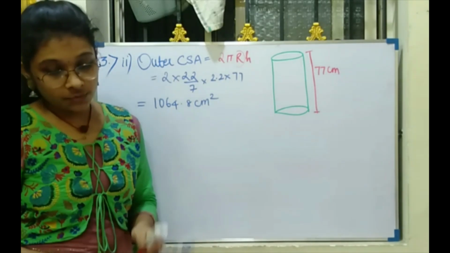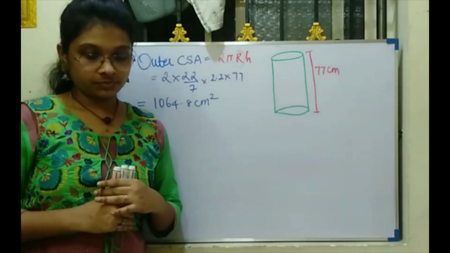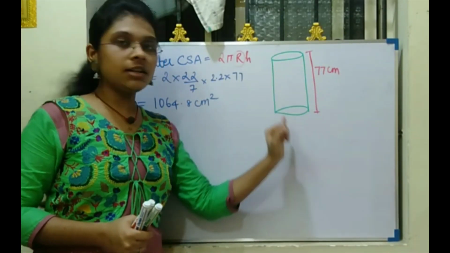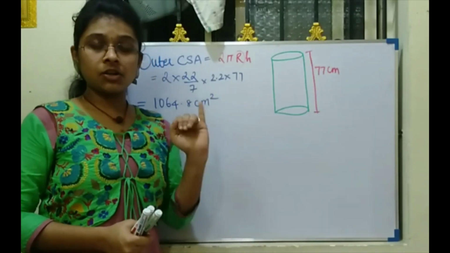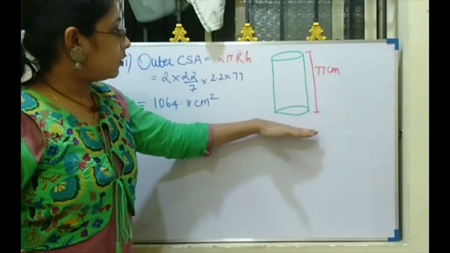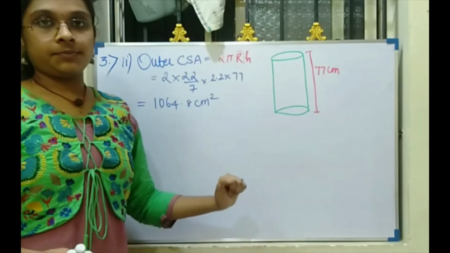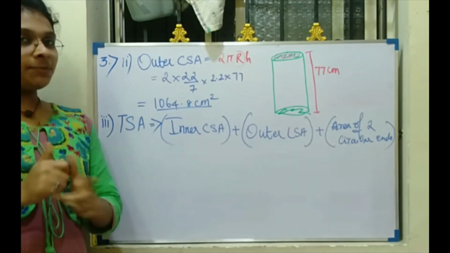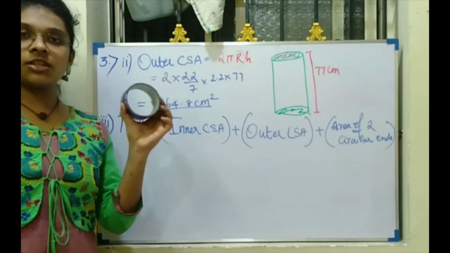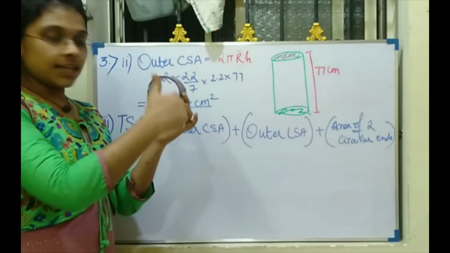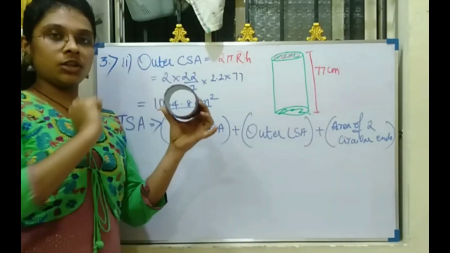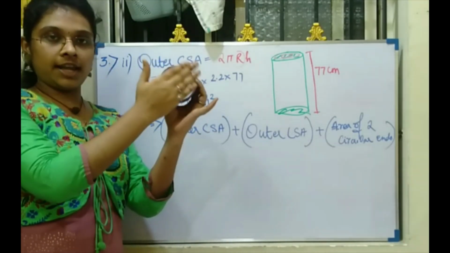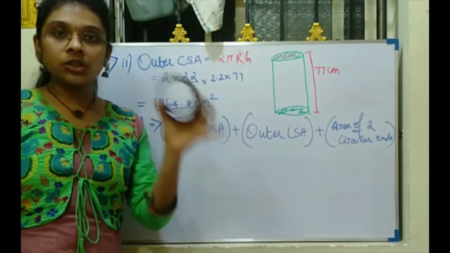The third subdivision is we have to find the total surface area. For finding total surface area, we have to add both the inner curved surface area as well as the outer curved surface area and the two circular ends. How to find total surface area? Let me show you an example. Imagine this is a pipe. If this is the inner curved surface area and this will be your outer curved surface area, and we have to add both of these two circular ends. Okay, so this will be your total surface area.